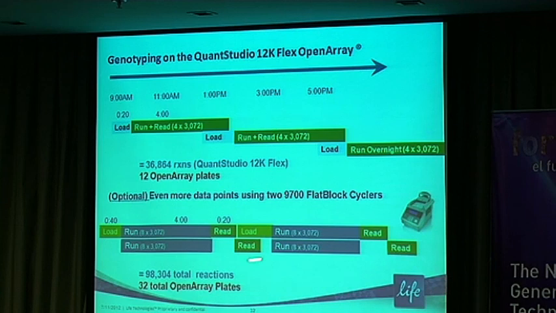So I'm just showing you an example here that, let's say you had 2 of these 9700s sitting there in the lab, you can run 16 at a time. So that means a single researcher with very little hands-on could run 32 of these arrays in a genotyping setting. And that's almost 100,000 reactions. So these are realistic numbers. Is anyone impressed yet?